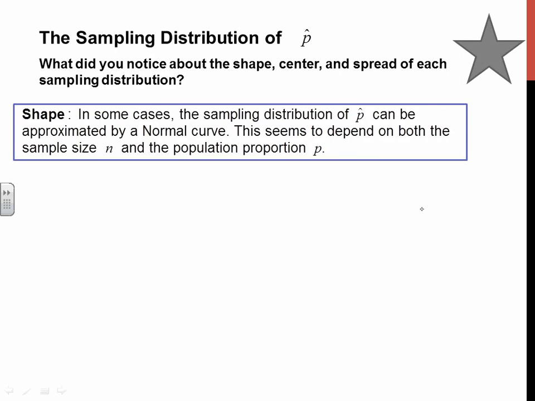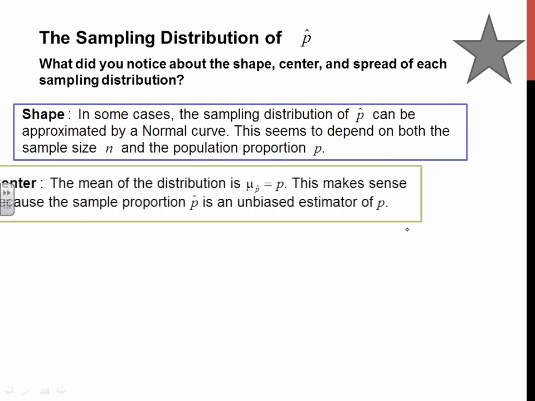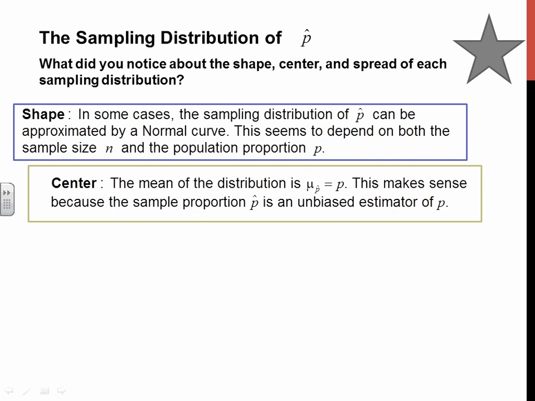Okay, well, the shape, it looks pretty normal. When your n increases, it's going to get more and more normal, and as the population proportion increases as well. The center, well, what did you notice? That the mean was just the p-value. This makes sense because the sample proportion is an unbiased estimator of p.